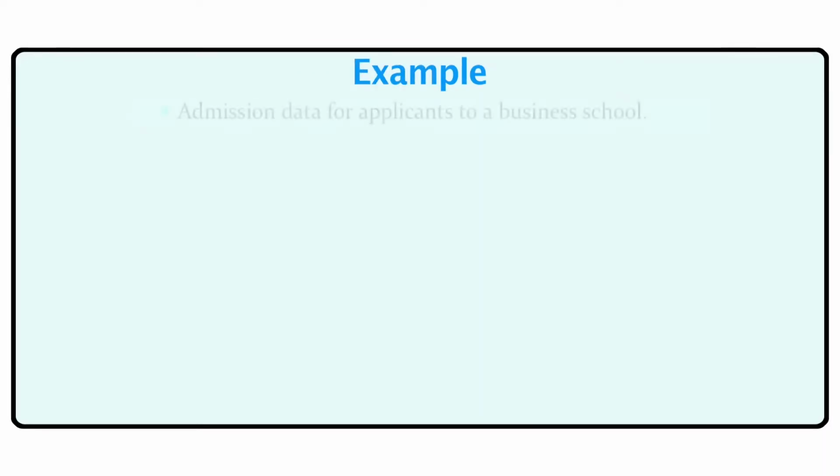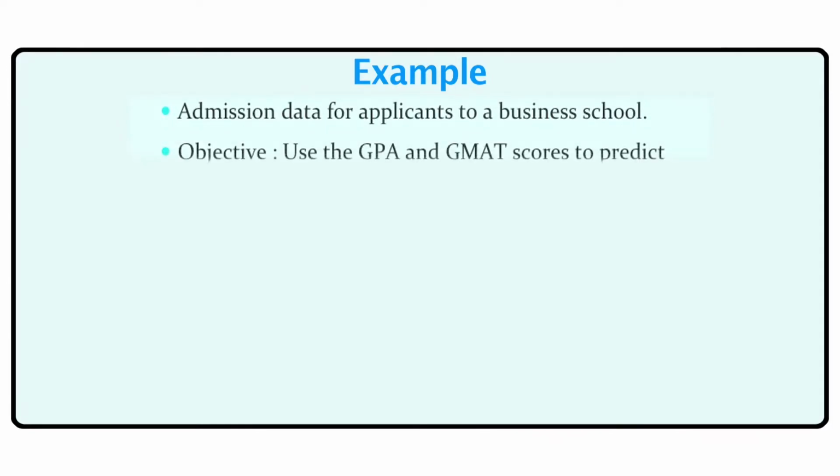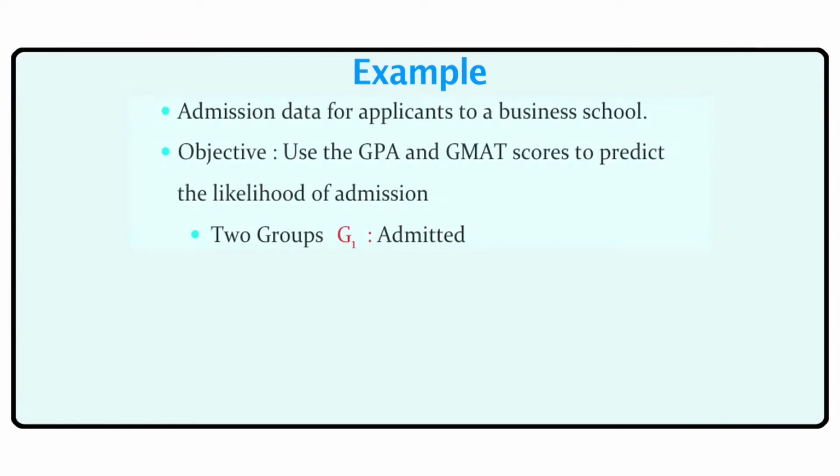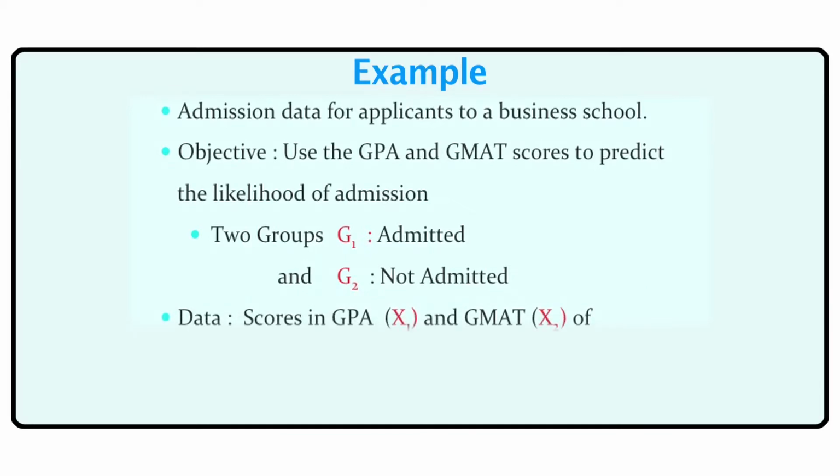Let's look at an example. Suppose we have admission data for applicants to a business school, and our objective is to use the GPA and the GMAT scores to predict the likelihood of admission of a student. We have two groups. The first group obviously is the admitted group, and the second group is the group of students who have not been admitted to the school. And we have scores in GPA, which is x1, and in GMAT, x2. So our m is equal to 2 in this case.